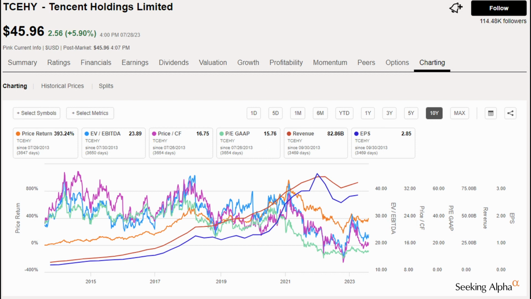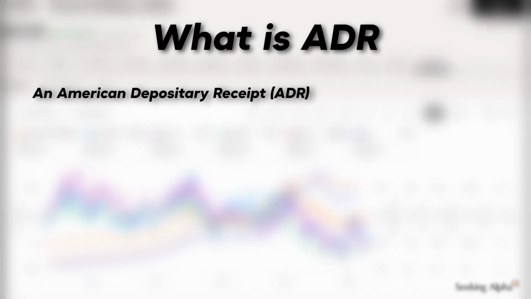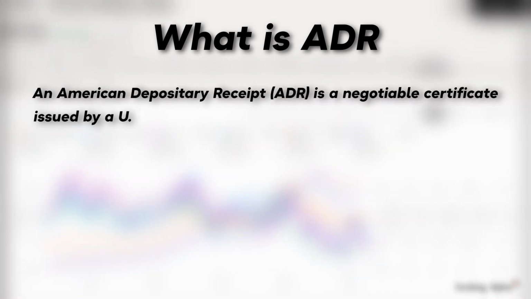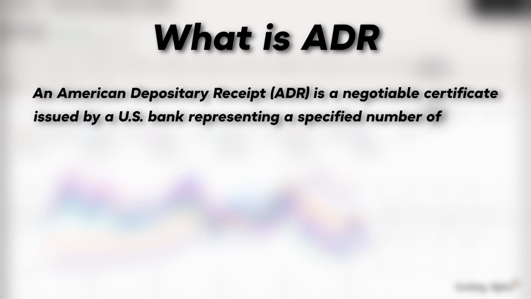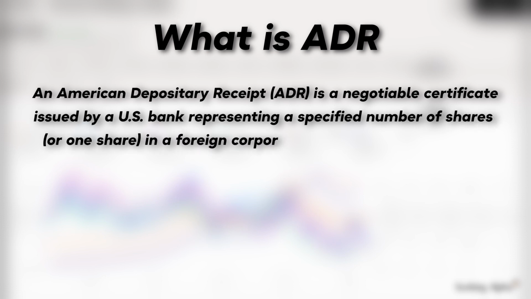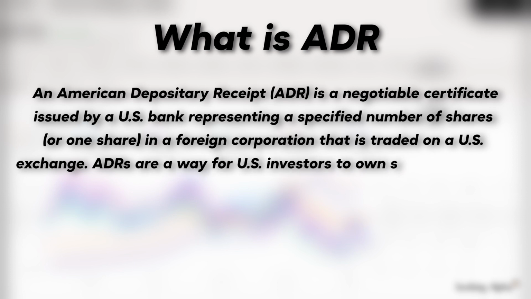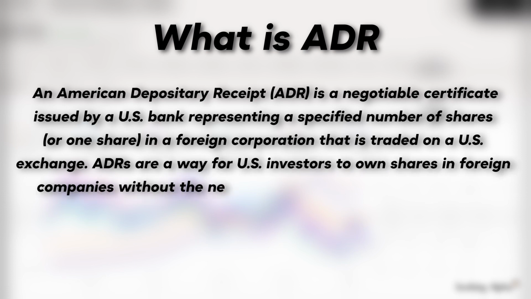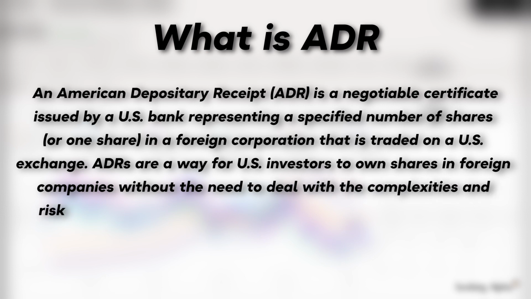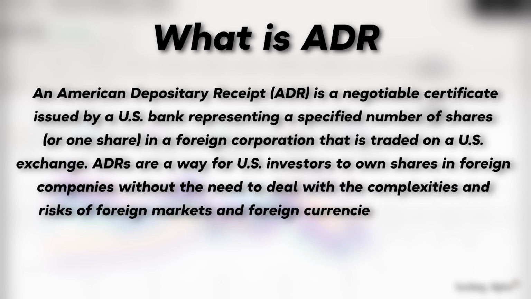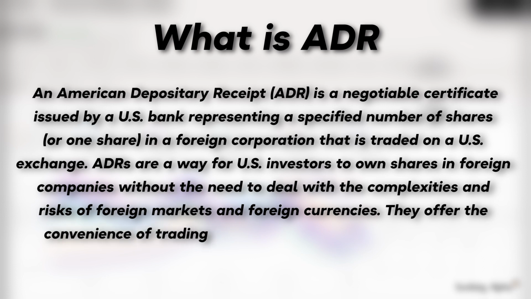TCEHY is the ticker symbol for the American Depository Receipt, ADR, of Tencent Holdings Limited on the OTC over-the-counter market in the United States. An American Depository Receipt, ADR, is a negotiable certificate issued by a U.S. bank representing a specified number of shares, or one share, in a foreign corporation that is traded on a U.S. exchange. ADRs are a way for U.S. investors to own shares in foreign companies without the need to deal with the complexities and risks of foreign markets and foreign currencies. They offer the convenience of trading and ownership in the U.S. market and in U.S. dollars.